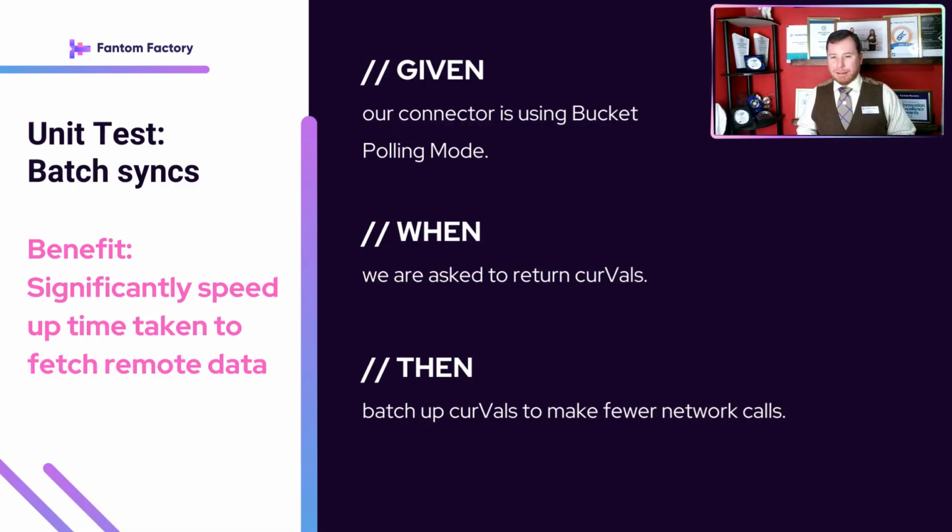So, given our connector is using the SkySpark default bucket polling mode, then when we ask to return current values, we should batch up the current values to make fewer network calls. And this will significantly speed up the time taken to return or fetch our remote data. For example, our Katera Cloud Connector and our Belimo Cloud Connector both batch up their current values by device ID. And our Pelican Connector batches up current values by object type.